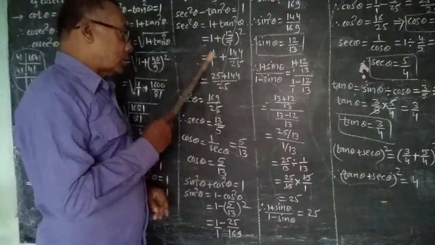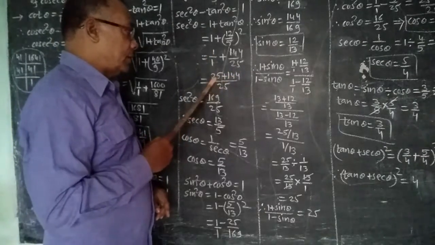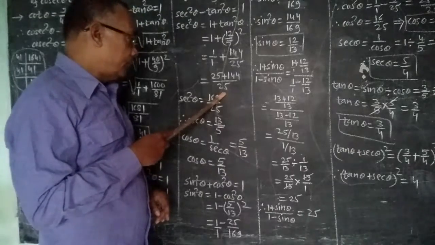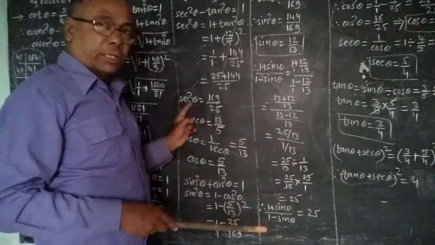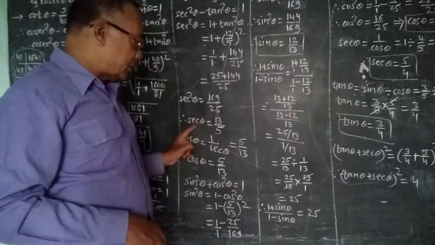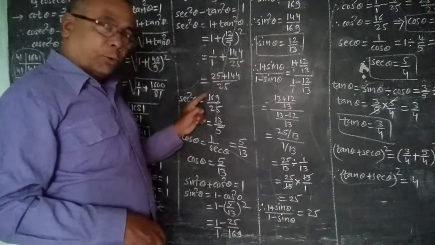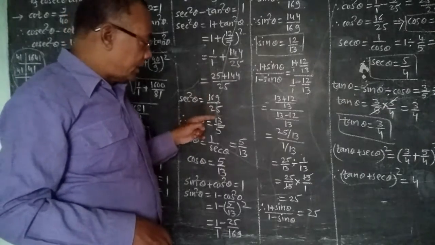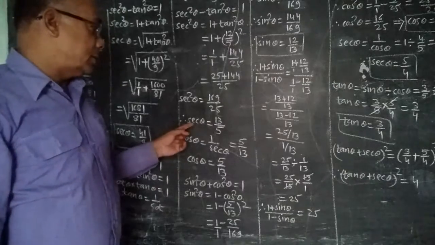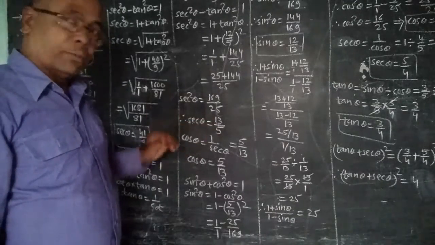Now if we cross multiply, then we get (25 plus 144) upon 25. In this way sec square theta is equal to 169 upon 25, and therefore sec theta is equal to the square root of 169, which is 13, upon the square root of 25, which is 5. In this way we got sec theta is equal to 13 upon 5.